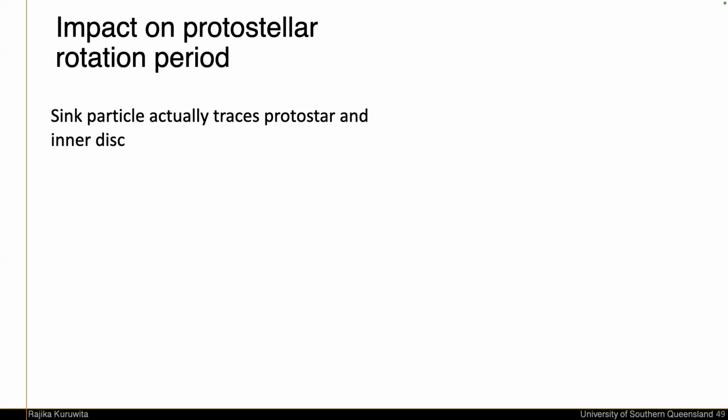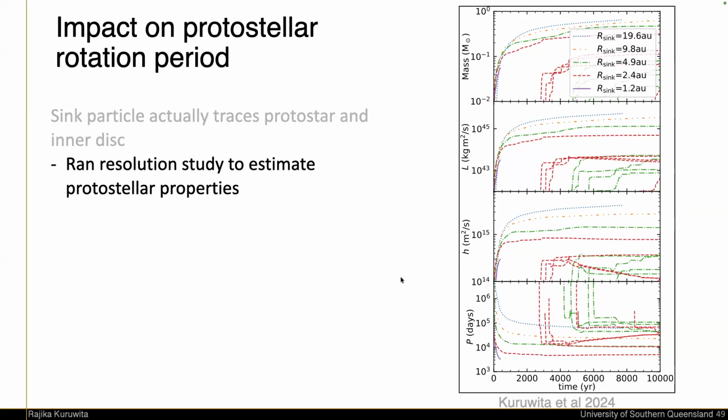So we're not actually tracing the protostar. We're tracing the protostar and the inner disk. So we've got to be cautious about what conclusions we're making. So we try and do a resolution study. So this is the mass evolution, angular momentum, specific angular momentum, and period.